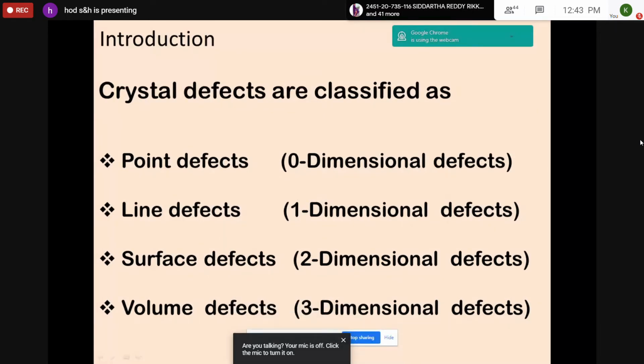Is this clearly visible now? This slide? Someone, respond? Yes, sir. Okay. Please copy this. Did you copy? Shall I go further? Yes, sir.